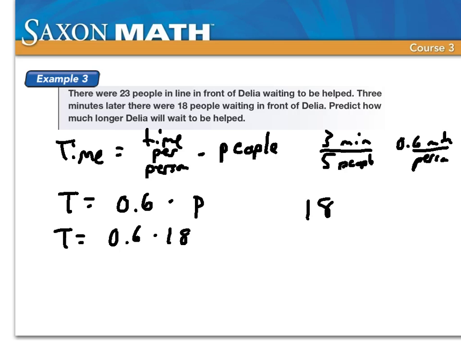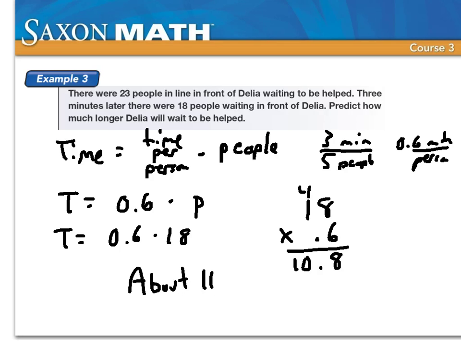Well, if I take 18 times 0.6, and that's 48, carry the 4, 6 times 1 is 6, plus 4 is 10. So that's 10.8 minutes. So it'll take about 11 minutes. We could say 10.8 minutes. We'll go ahead and round it off to it'll take about 11 minutes before she is helped.